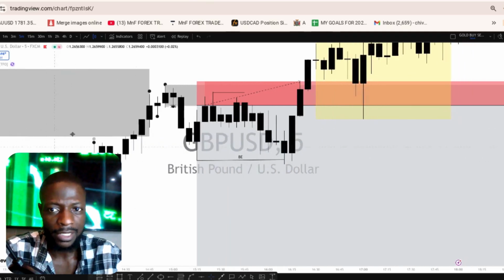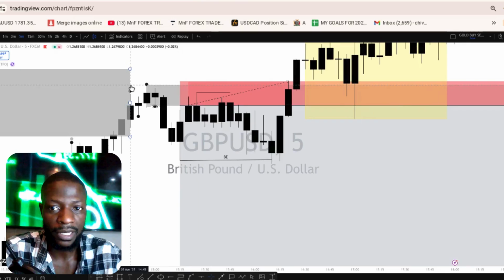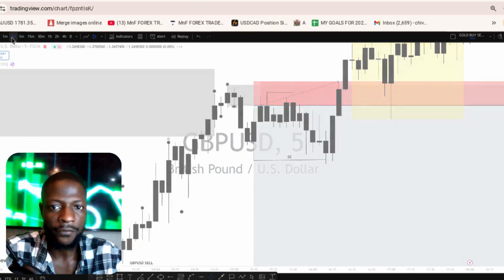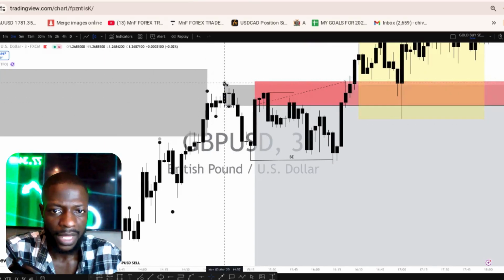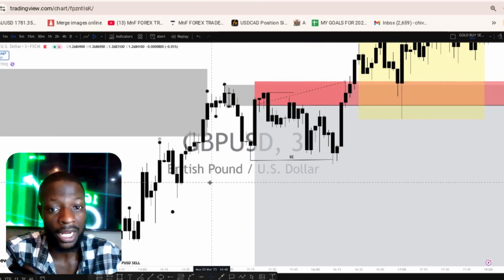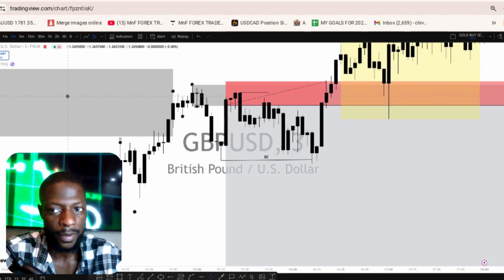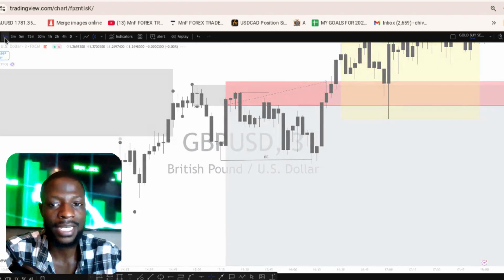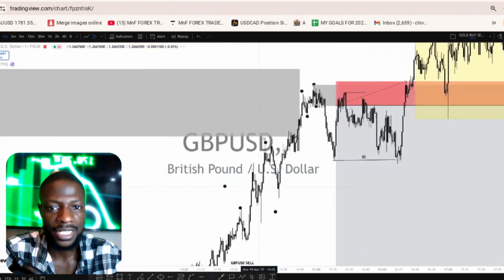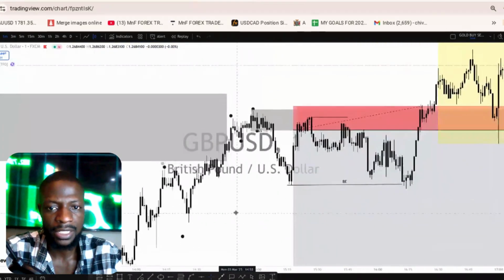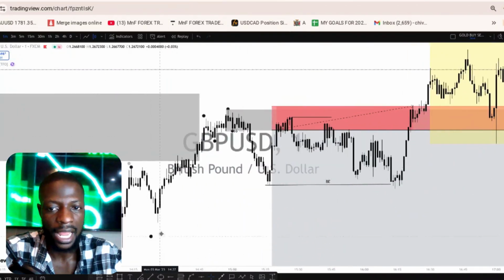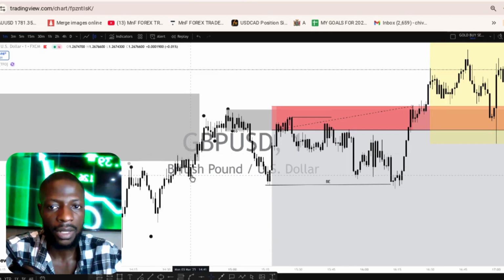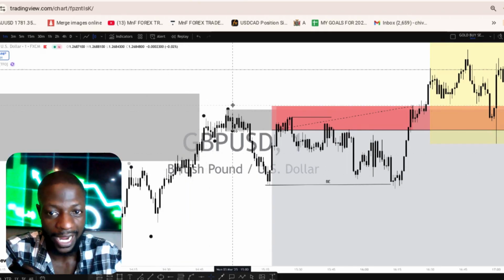So what I did was, once the market came into my area, I waited for a reaction. You can see the market reacted right here and then pushed to the downside. What I waited for was a break of structure. If you go to the 1 minute time frame, you'll be able to appreciate that even more. On the 1 minute time frame, we're having this nice high, higher low, high, higher low, high, higher low, higher high.